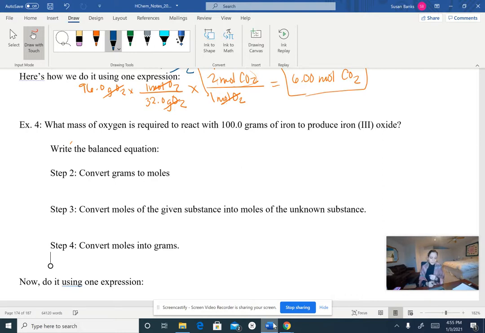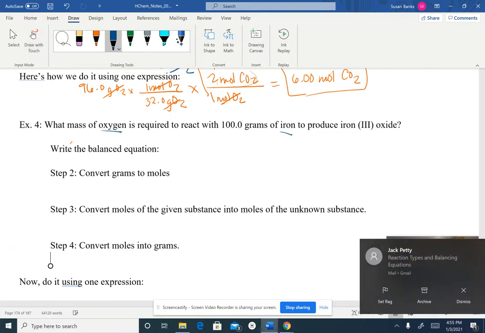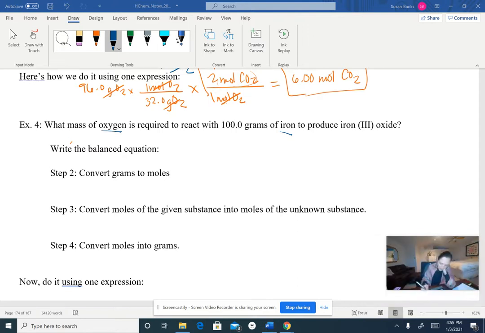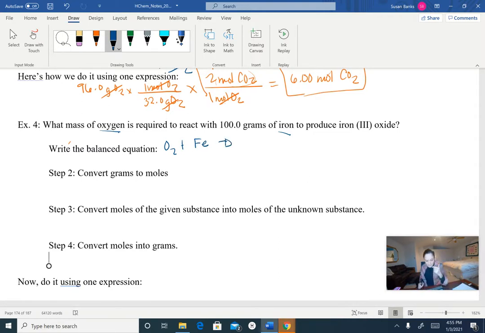The very first thing we've got to do is create an equation. So here we go. We're reacting oxygen with iron. So remember, oxygen is diatomic, so it's O2, and we're reacting with iron. Then we need to figure out iron 3 oxide. That 3 tells me I've got iron plus 3, and oxygen is a -2.